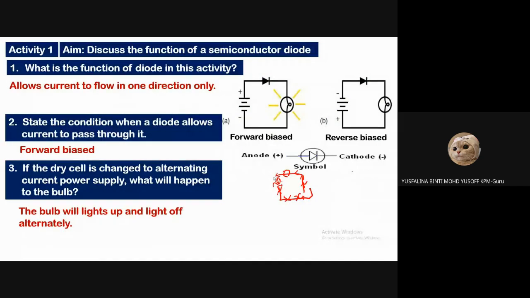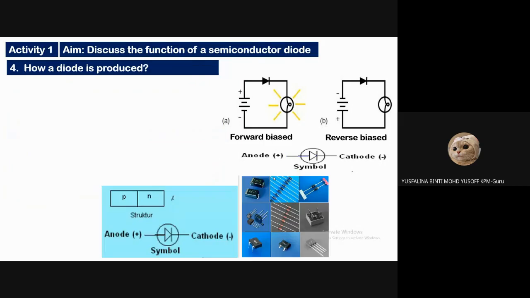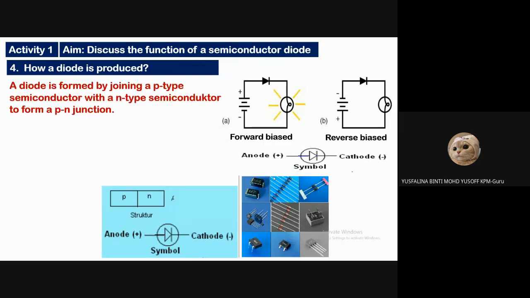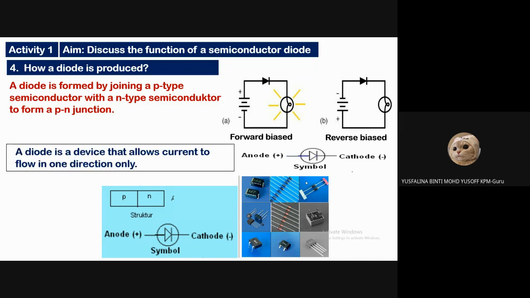So forward bias, I already explained just now. How is a diode produced? I explained this also already. It is by joining the p-type with the n-type semiconductor to form a p-n junction. This is what I said just now. The story is why we have forward bias and reverse bias. A diode is a device that allows current to flow in one direction only.